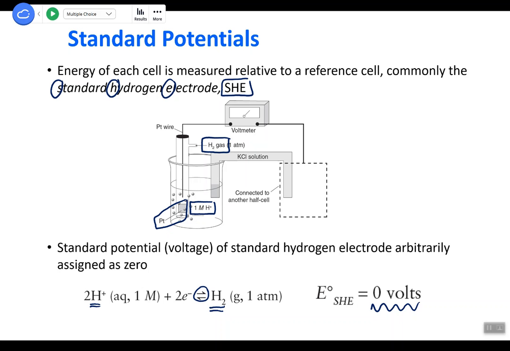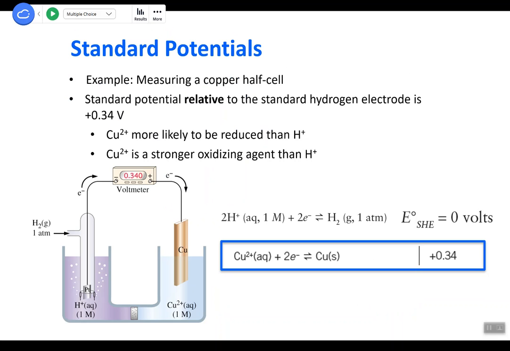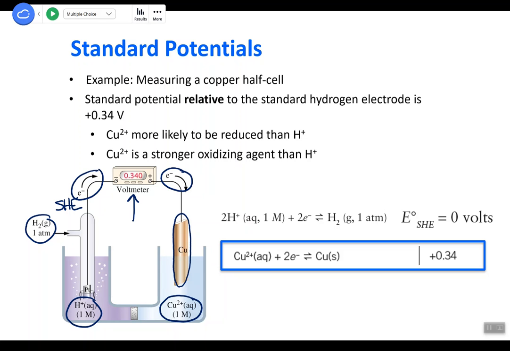So for example, we could take this standard hydrogen electrode. On the other side, put in some copper and a copper 2+ solution. On the left-hand side, we still have our standard hydrogen electrode. But when we do this, and we just set it up, spontaneously electrons will flow, and the voltmeter will read plus 0.34 volts. Scientists then took this plus 0.34 volts and put it into a table of values, standard potentials, that we're going to learn how to use and manipulate.